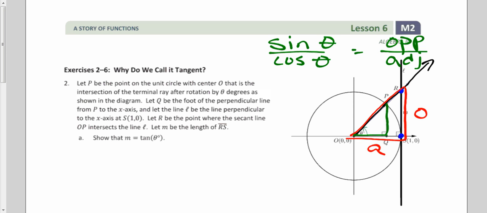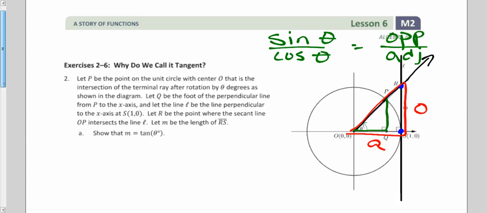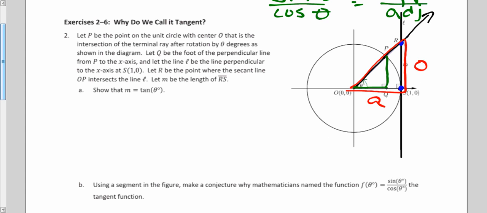We got a tough crowd today. Tough crowd. So, if tangent is opposite over adjacent, and the adjacent length is 1, then the tangent is just the length of the opposite side, right? In this red triangle. So, length of this line, this tangent line, is tangent. That's why they call it tangent. Okay? That's all I want to talk to you about that.